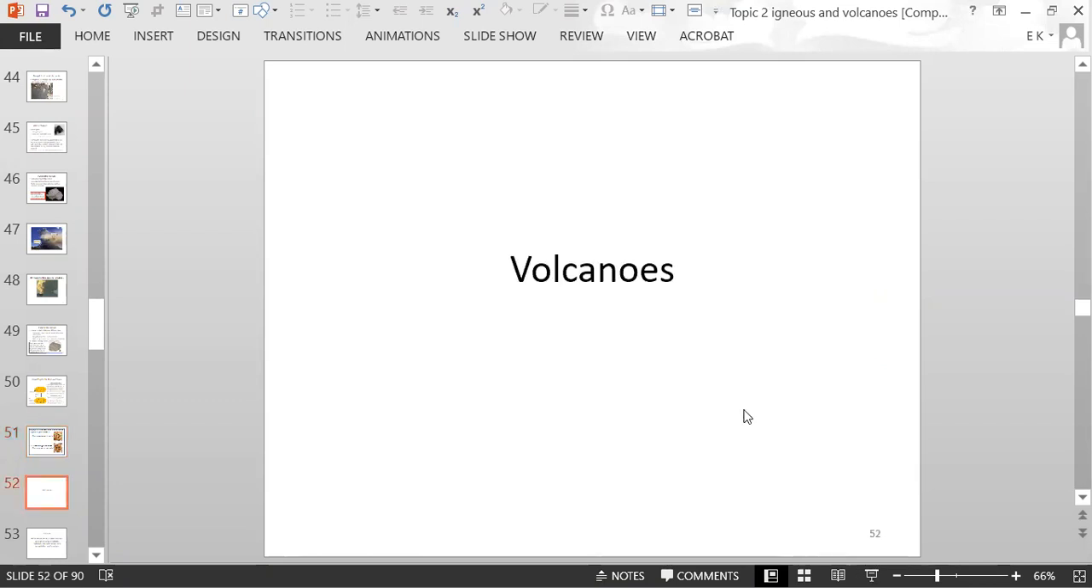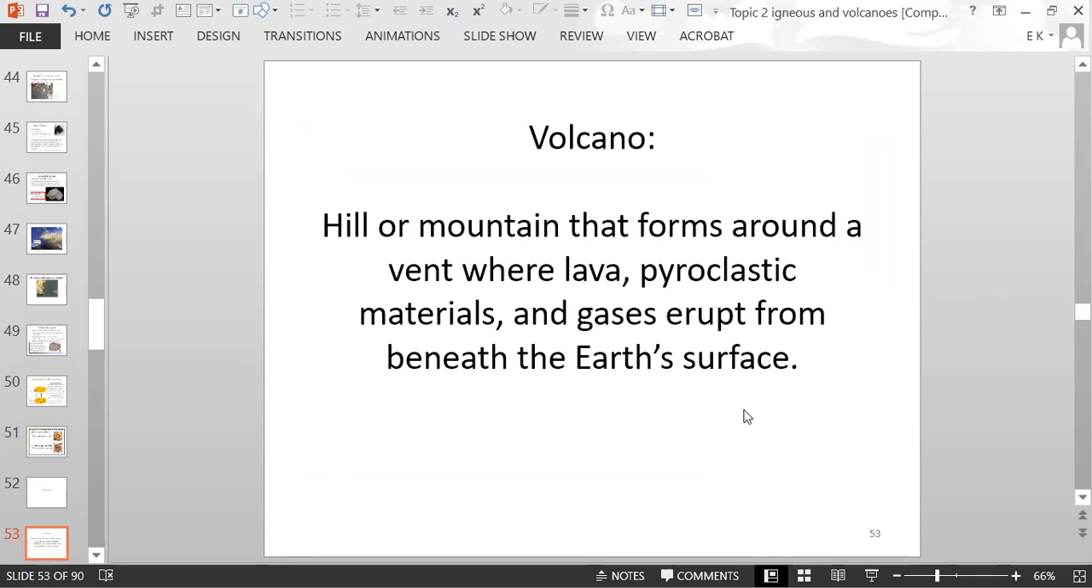Okay, so that brings us to the volcanoes part of the lecture. A volcano is a hill or a mountain that forms around a vent where lava, pyroclastic materials, and gases erupt from beneath the Earth's surface.